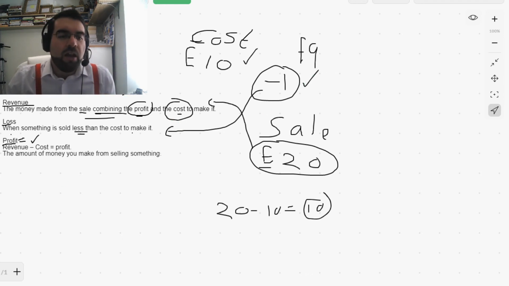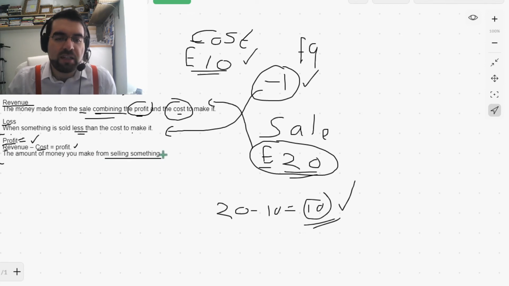Okay. Now profit: revenue take away cost equals profit. So if £20 is the revenue, cost is 10, then we know that profit is £10. The amount of money you make from selling something, whether a product or service.